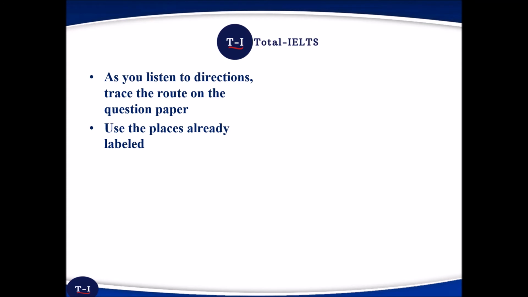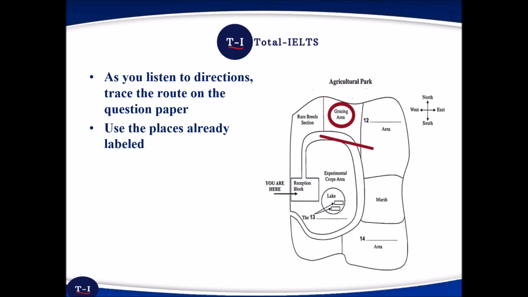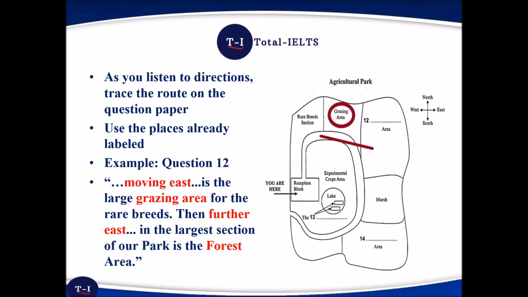So as you listen, trace your route on the paper, use the places already labeled. For example, here in question 12, the tape script says moving east is the large grazing area for the rare breeds. This is already marked in the map here. Then further east is the largest section of the park, the forest area.